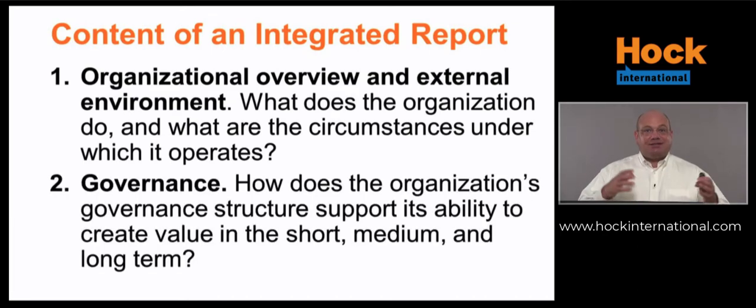The second component is governance. How does the organization's governance structure support its ability to create value in the short, medium, and long term? Okay, provide information here about regulatory requirements and the skills and diversity of our leadership structure. Okay, and the influence that has on our governance structure. Okay, information about our attitudes towards risk, our integrity and ethics, and that culture and our commitment to that. How our culture, our ethics, and our values are reflected in how we use and the effects on the capitals. How those values and culture and ethics impact our relationships with key stakeholders.